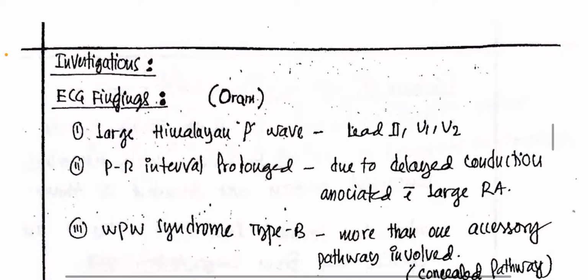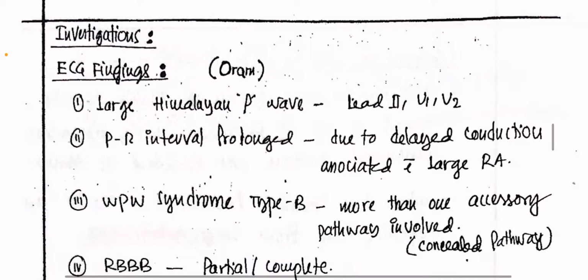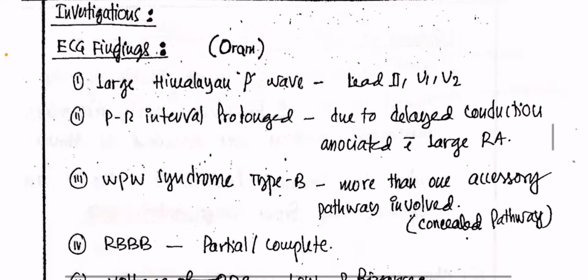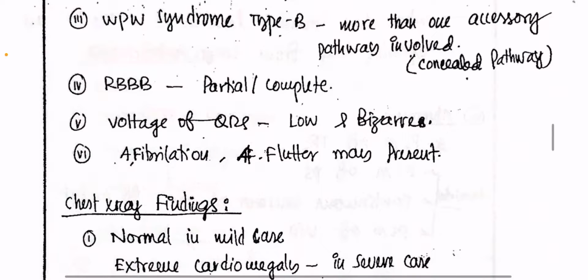Now, what are the investigations? The investigations are ECG. ECG shows large Himalayan P wave in lead 2, V1, V2. PR interval prolonged due to delayed conduction associated with large right atrium. WPW syndrome type B, more than one accessory pathway involved, concealed pathway. RBBB, partial or complete. Voltage of QRS low and bizarre. Atrial fibrillation, atrial flutter may be present.